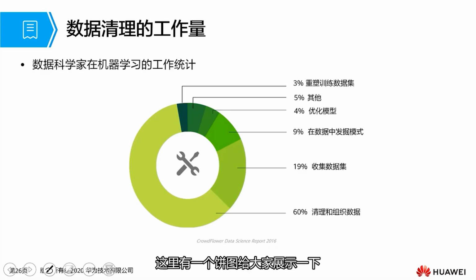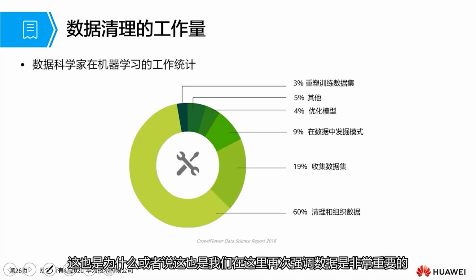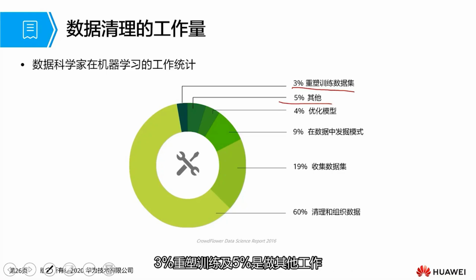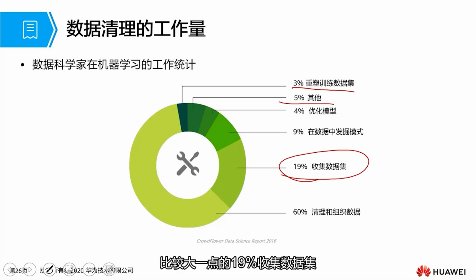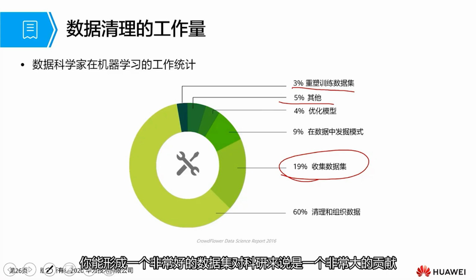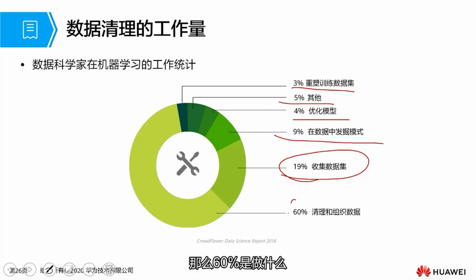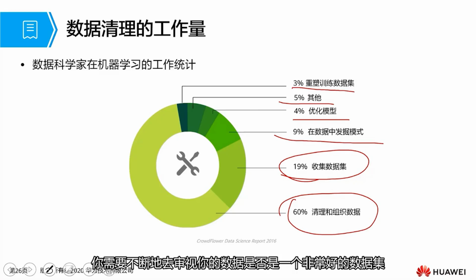Then the workload of data cleaning. Here is a pie chart to show everyone. This is also what we emphasize here: data is very important in the process of building a machine learning model. Data scientists spend 3% reshaping the training set, 5% doing other work, and a relatively large 19% collecting datasets. Collecting datasets is also a very important task. You can form a very good dataset, which is a significant contribution to scientific research. Optimizing the model takes the remaining 4%.